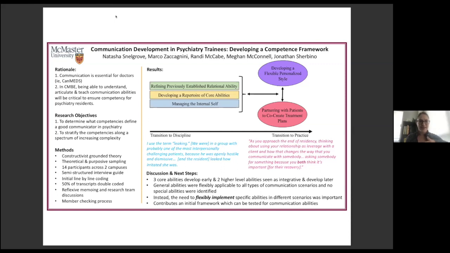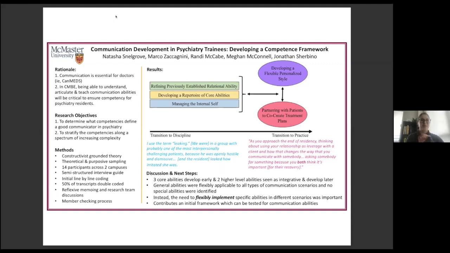A third theme that I found really interesting was around managing the internal self. So this was two things. One was around this concept of reflection, actually being able to reflect either in the moment or after the moment as to how that interaction went, to change and update your interview style as you progress. And the other part was actually managing your own internal emotions.